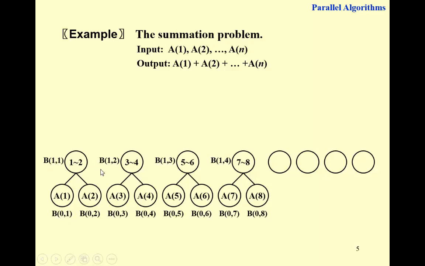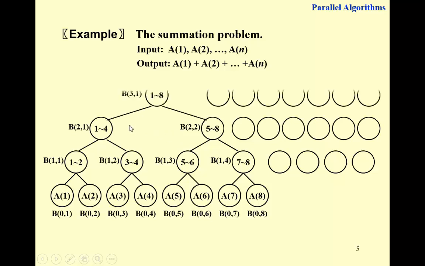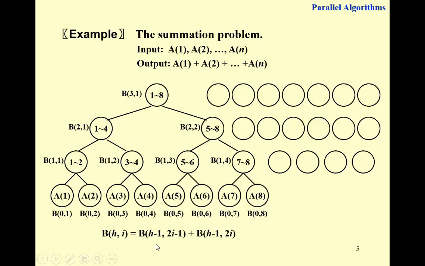This is round 0, this is round 1. And then continue in this pattern. So next, we're going to have 2 processors working, and finally 1, right? And so what is the formula here? We see that this is calculated from bottom up, all right? So this is the 2 numbers on the previous level.